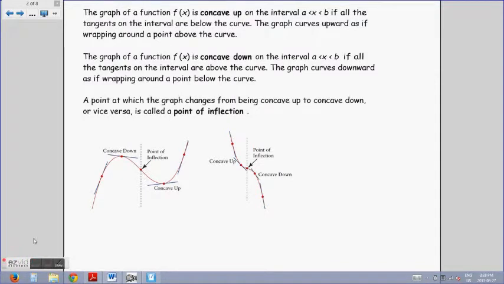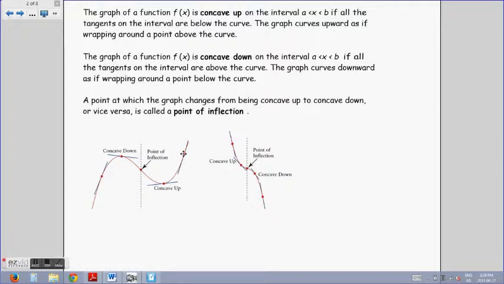Okay, so concavity. The graph of a function is concave up on the interval between points A and B if all the tangents on the interval are below the curve. So the graph curves upwards as if wrapping around a point above the curve. Looking at our little diagram here, we can see that this curve is concave up.